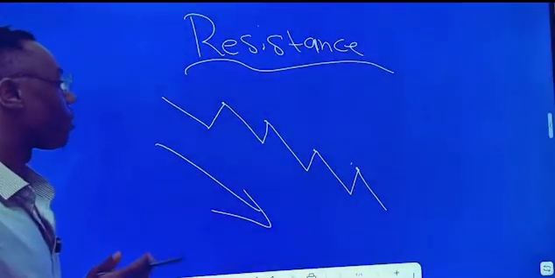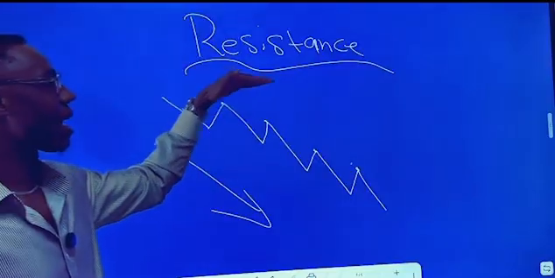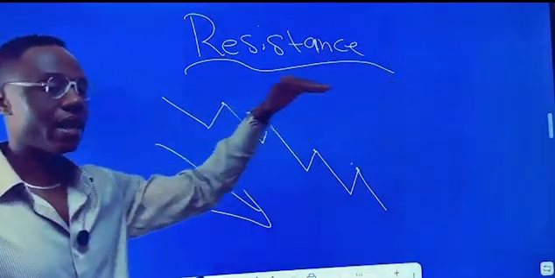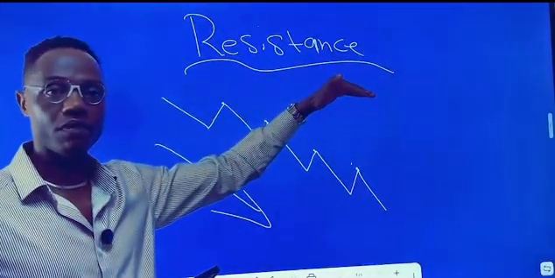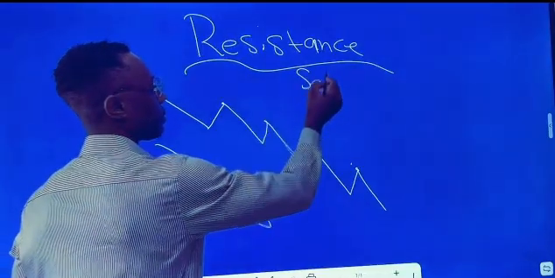So what this means is that the resistance acts like a ceiling. They act as a ceiling on top of the chart. Resistance also means that sellers.